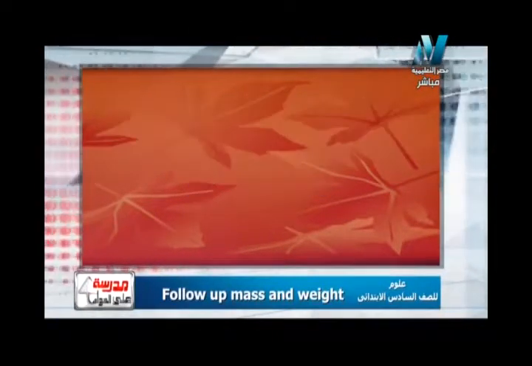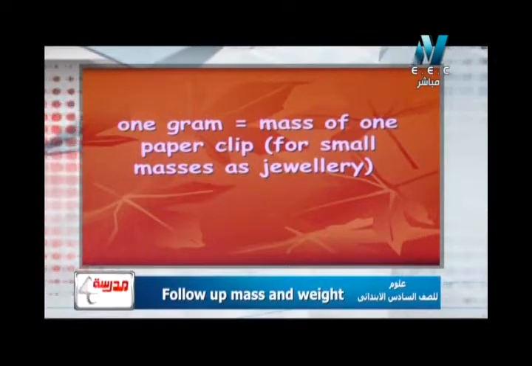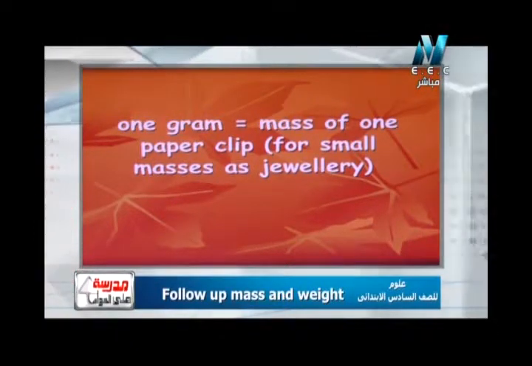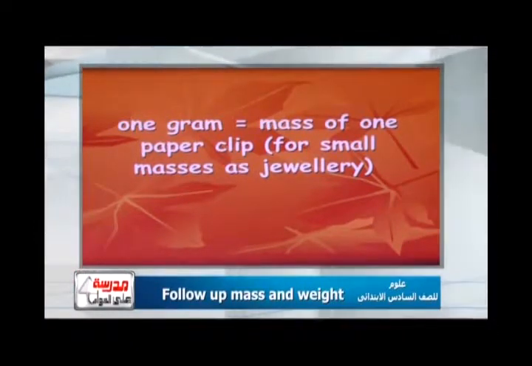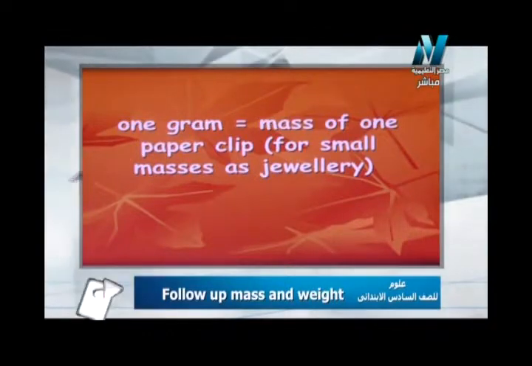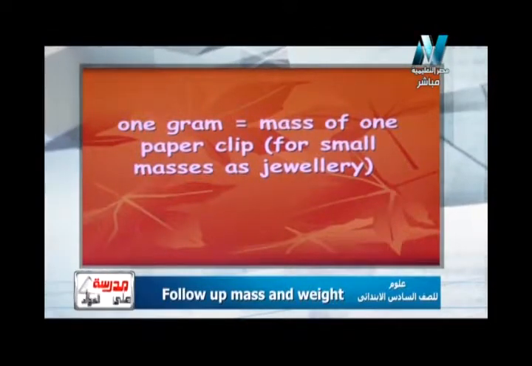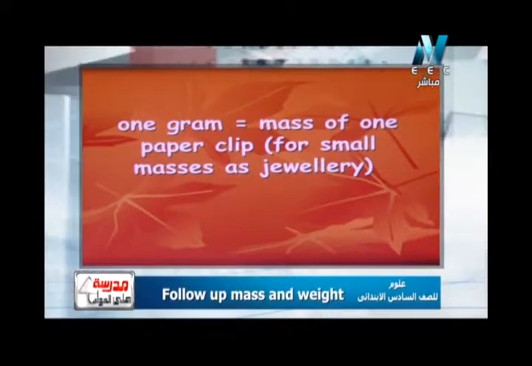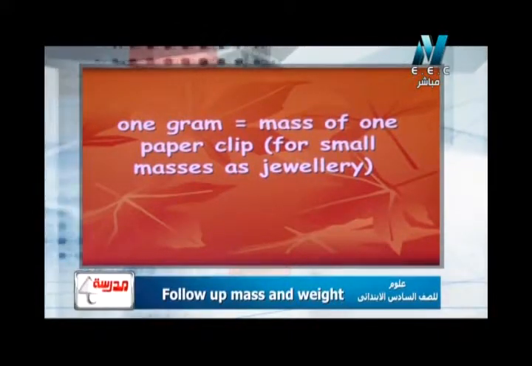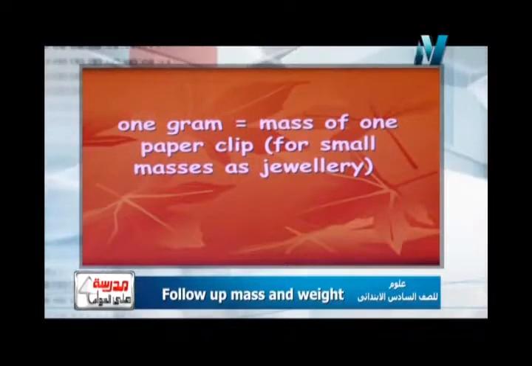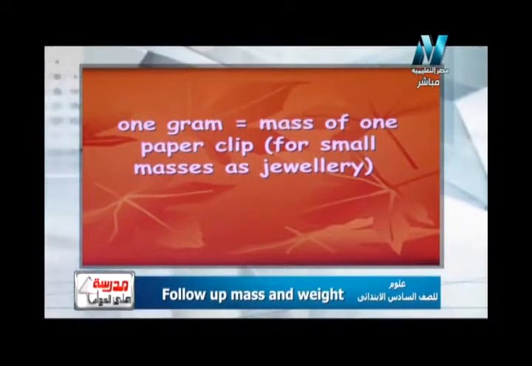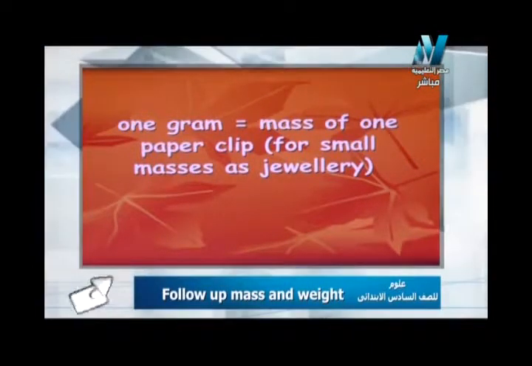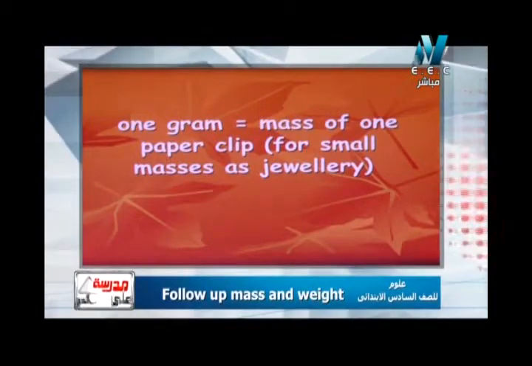So what about 1 gram؟ يعني إيه تقريبا 1 gram؟ 1 gram equals the mass of one paper clip. بيساوي تقريبا كتلة دبوس ورق. For small masses such as jewelry, such as gold, silver, chemicals and so on. يبقى الجرام ده تقريبا بيساوي كتلة 1 paper clip. 1 paper clip دبوس ورق أو الدبوس احنا عارفينه كويس قوي هو اللي بيساوي mass of 1 gram.